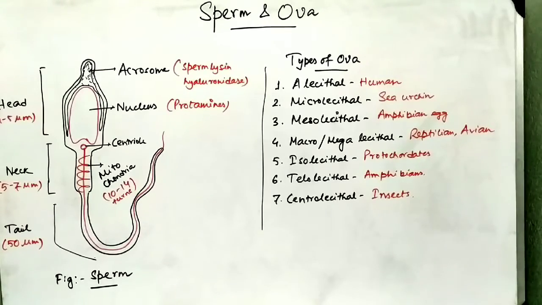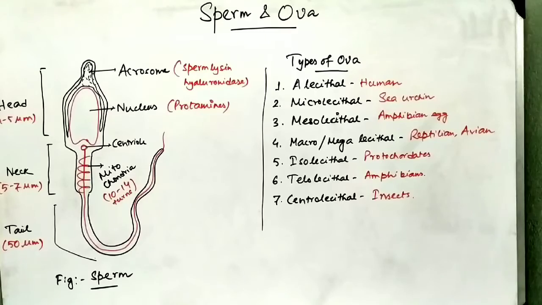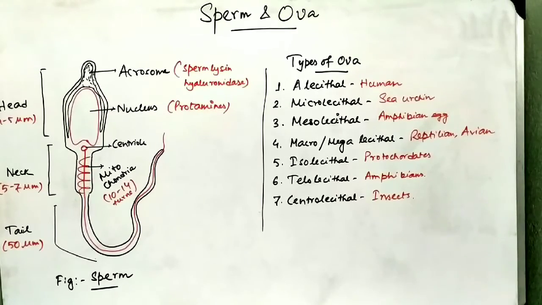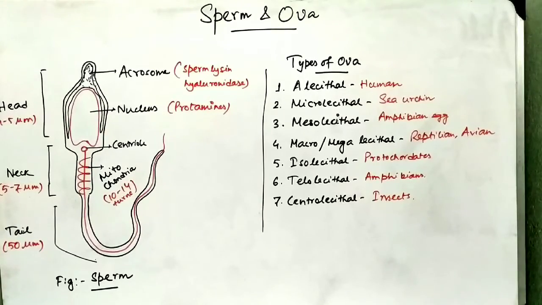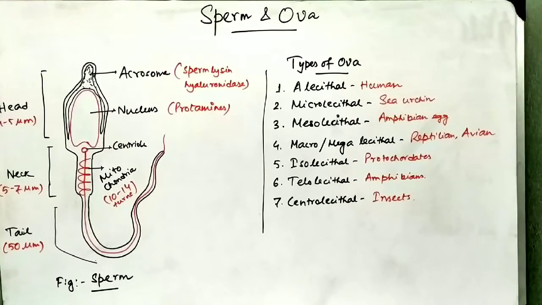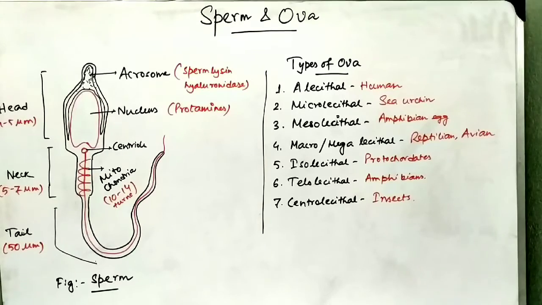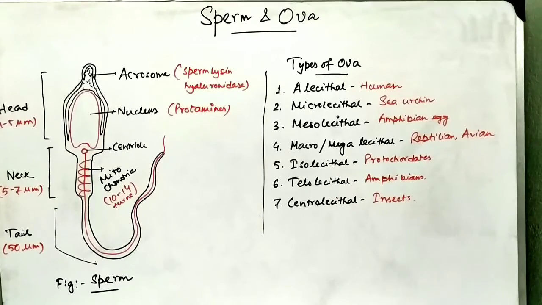Next, the tail region. The tail region is responsible for the motility of the sperm, and sperm motility is the most important thing to reach the ampulla of the fallopian tube, where fertilization will occur.